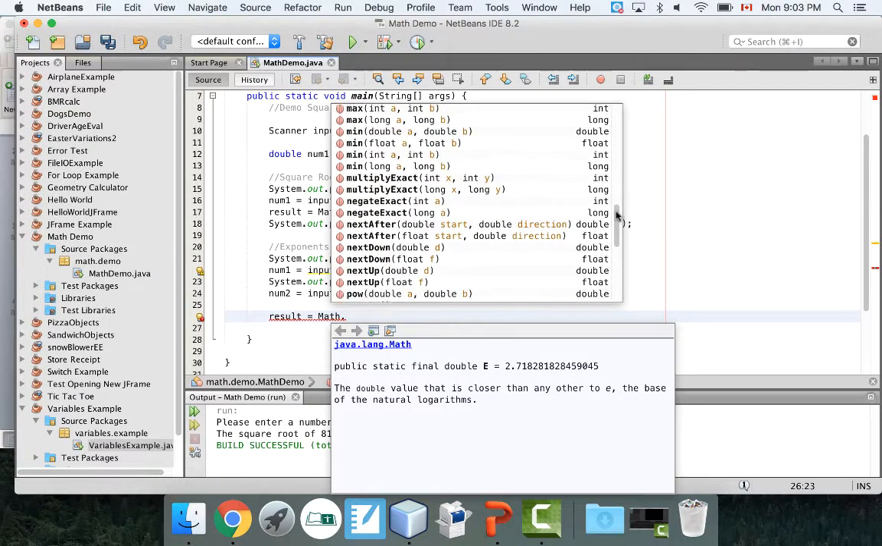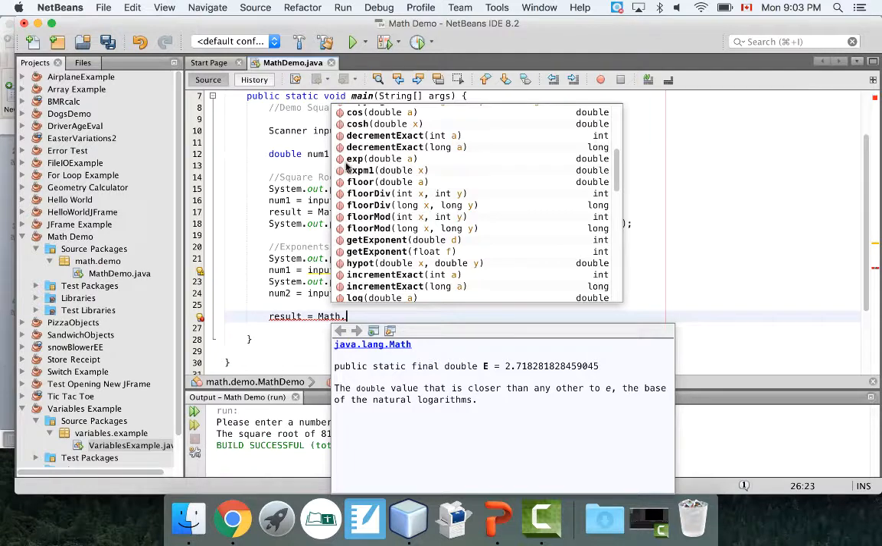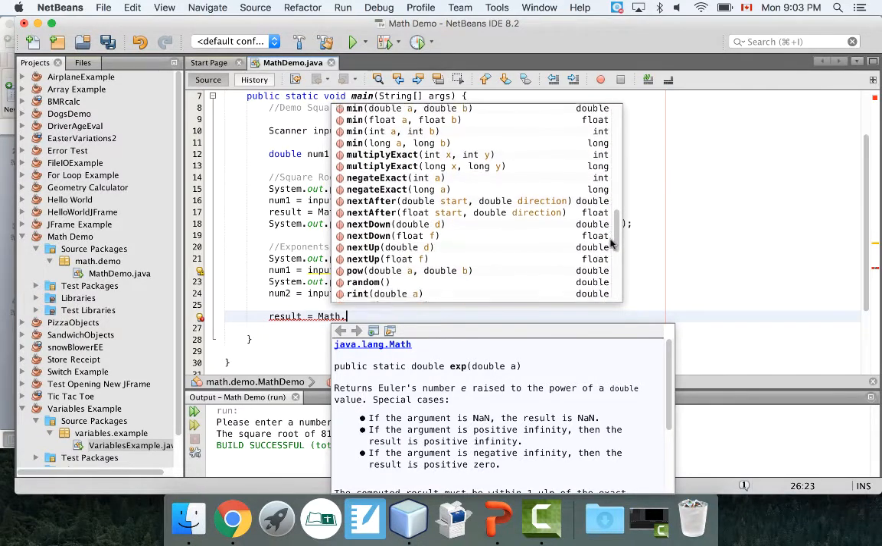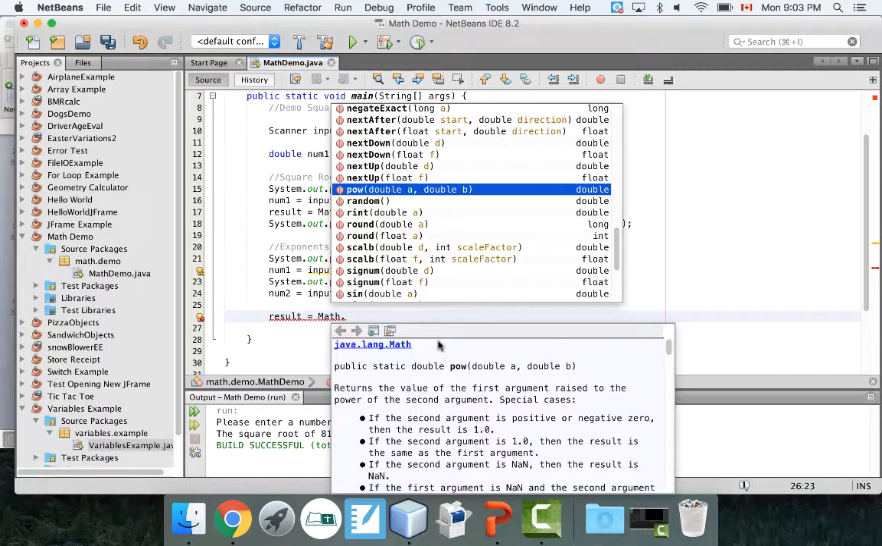Most of the time, if people make a mistake here, they use this thing. They use EXP. They think it's going to be this one. But if you actually look at the definition of what EXP is, it's Euler's number e raised to this power. This is not what you want. What you actually want is this one called POW. Returns the value of the first argument raised to the power of the second argument.